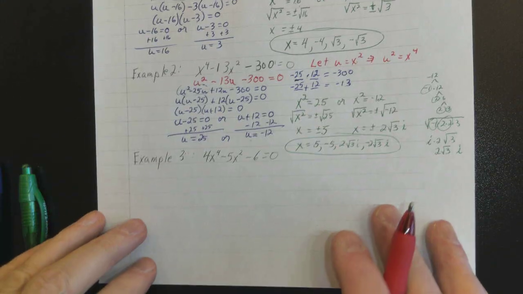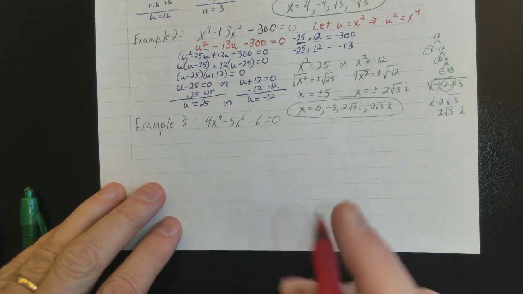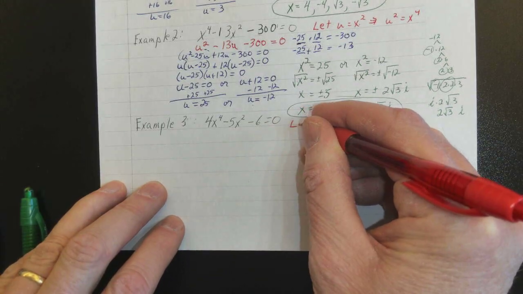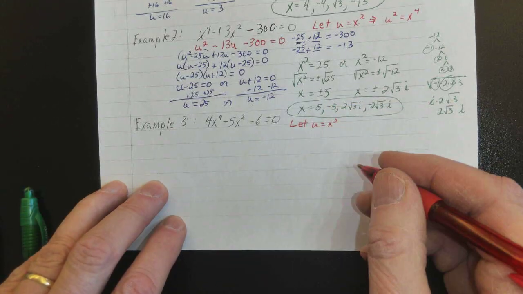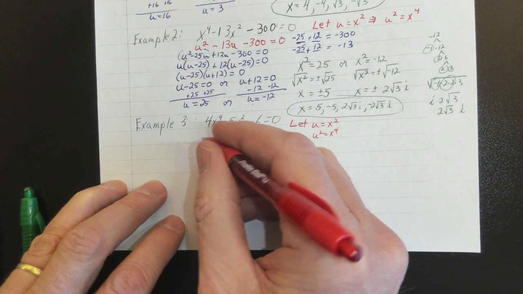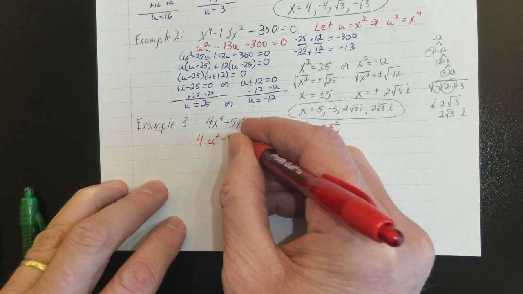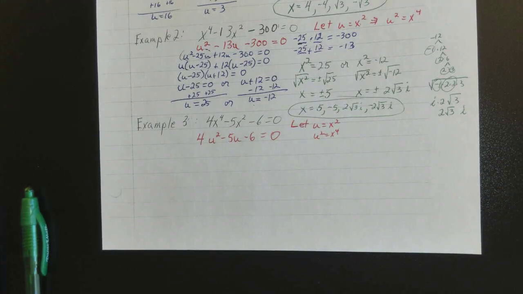All right. Let's look at this last example. We're going to do the same thing I've done in the first one. I'm going to let u equal x squared on this one as well, and u squared equal x to the 4th. And I'm going to write 4u squared minus 5u minus 6 equals 0.